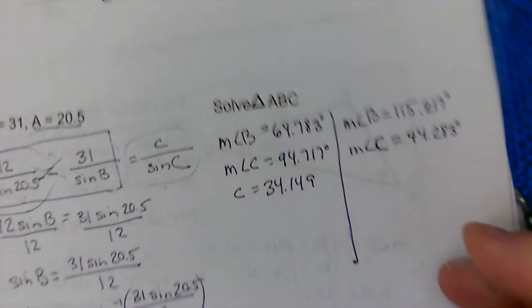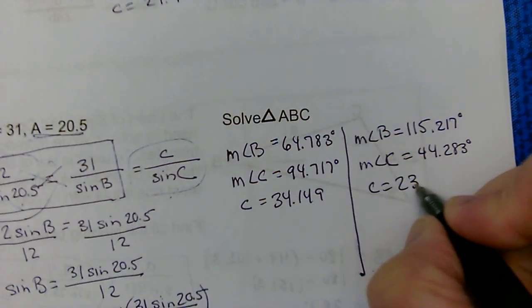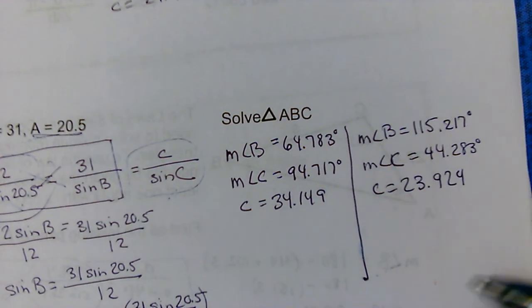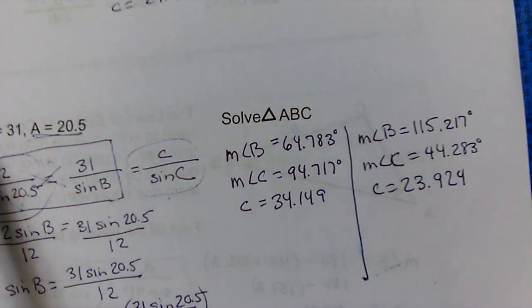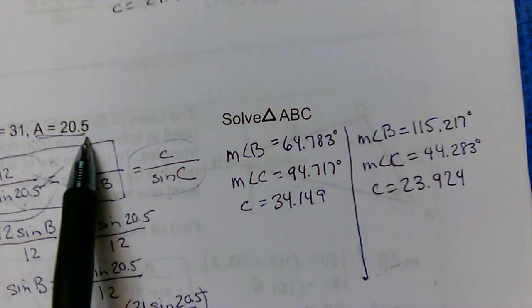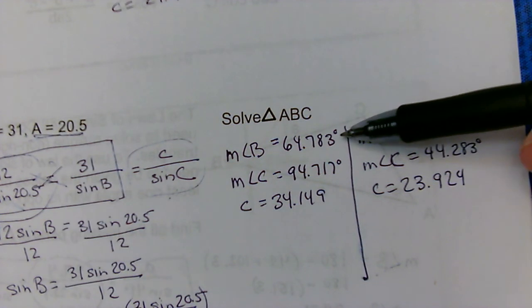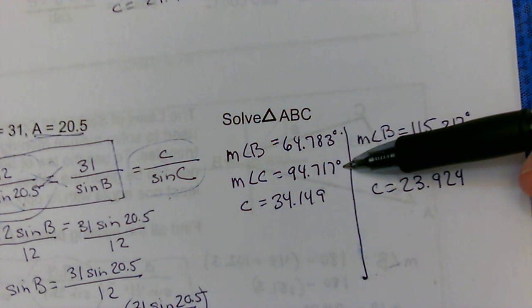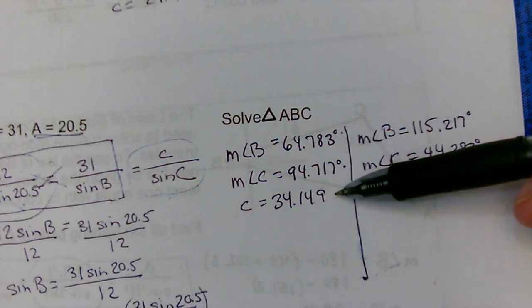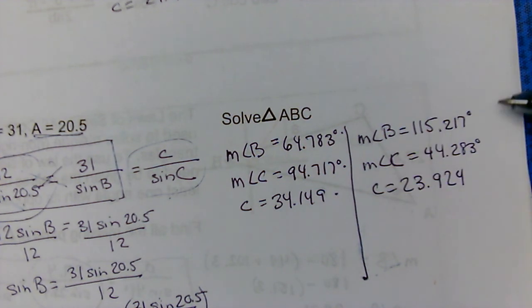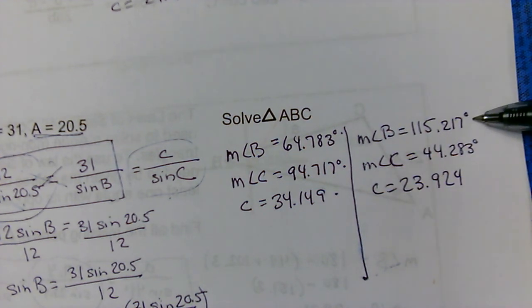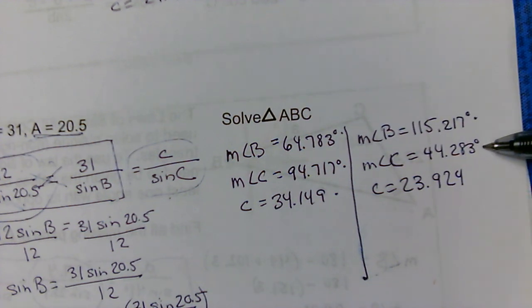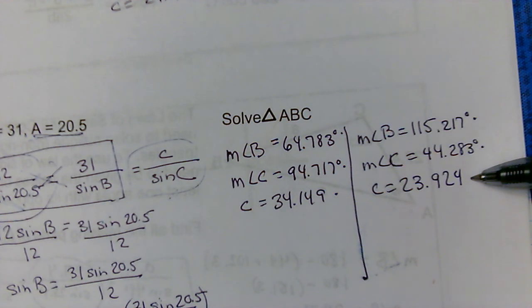So my two solutions: I have one triangle where you're given little a, little b, and angle A. The other missing parts would be angle B would be 64.783 degrees, angle C would be 94.717 degrees, and side c would be 34.149. You have a second solution where angle B would be 115.217 degrees, angle C would be 44.283 degrees, and side c would be 23.924.